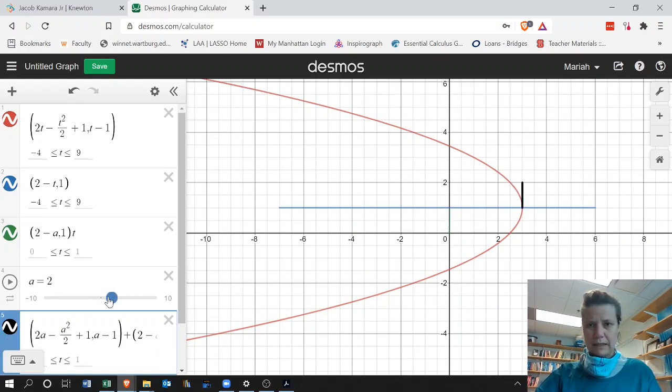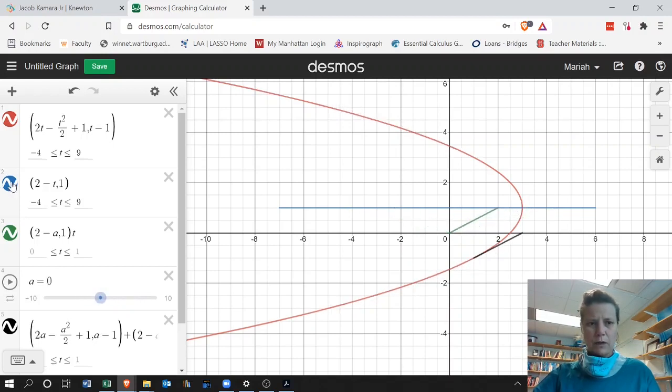So then when we slide A, we can see here, this is the point on the line. There's our direction vector. It's the same thing as this green vector. And then as we change the t value or the a value, it moves along the curve. So that's what I did in class.